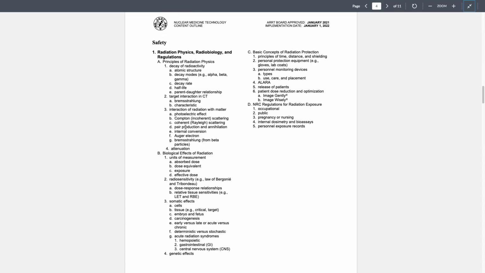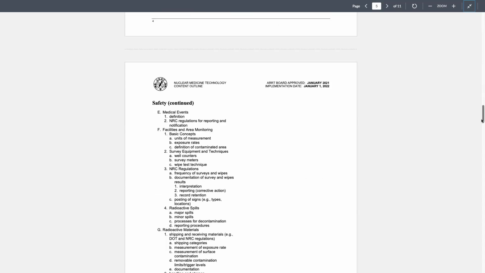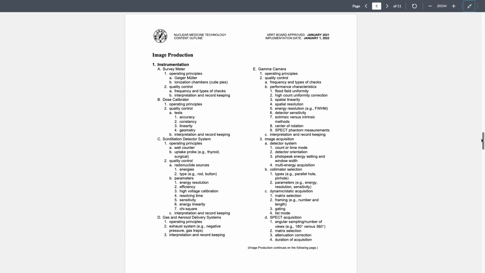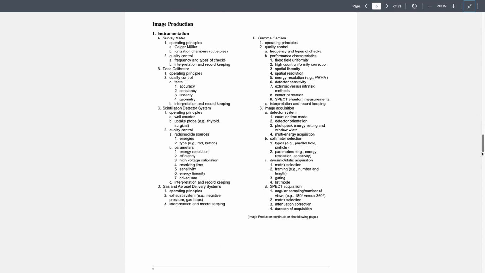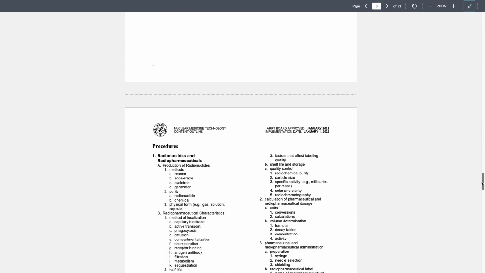So this shows you, again, where when we did physics instrumentation, this is where I got what I taught you right here. And so these are the things you're going to need to know. And that's how this is laid out. Now, when you get to procedures, and here's image production, survey meters, dose calibrators, scintillation systems, right? When you get to procedures, let's go down here.